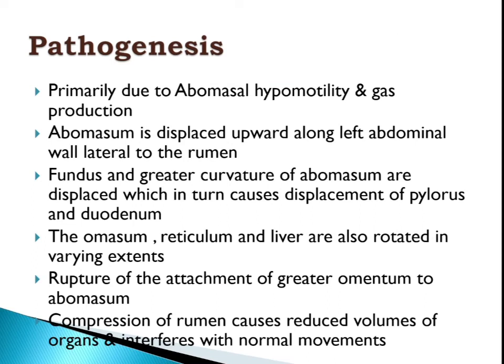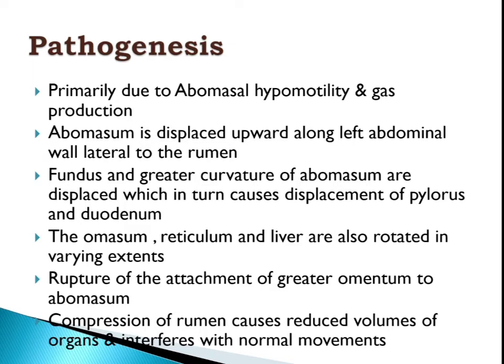Now, what is the pathogenesis of displacement of abomasum? It is primarily due to abomasal hypomotility and gas production. Abomasum is displaced upward along left abdominal wall and lateral to the rumen. Fundus and greater curvature of abomasum are displaced, which in turn causes displacement of pylorus and duodenum. The omasum, reticulum and liver are also rotated in varying extents. The rupture of attachment of greater omentum to abomasum occurs during this phenomenon.